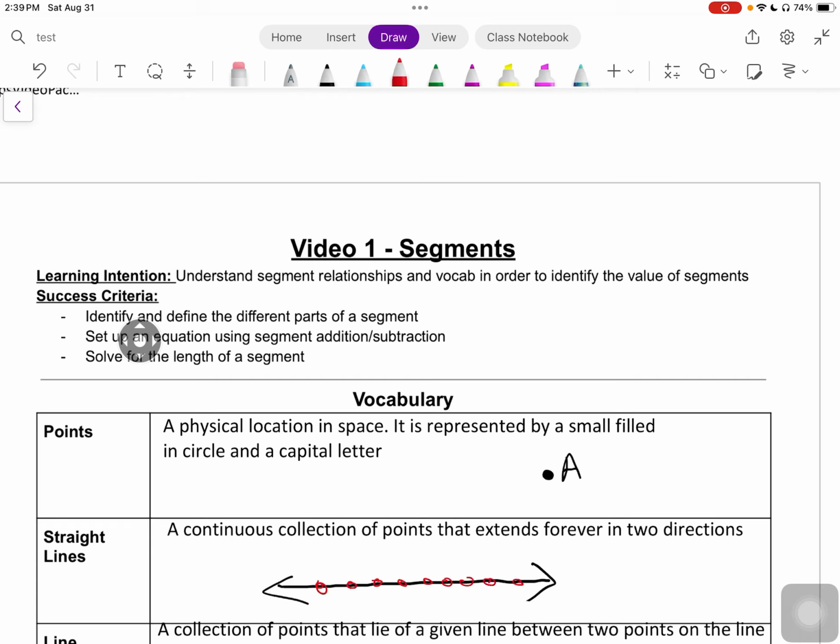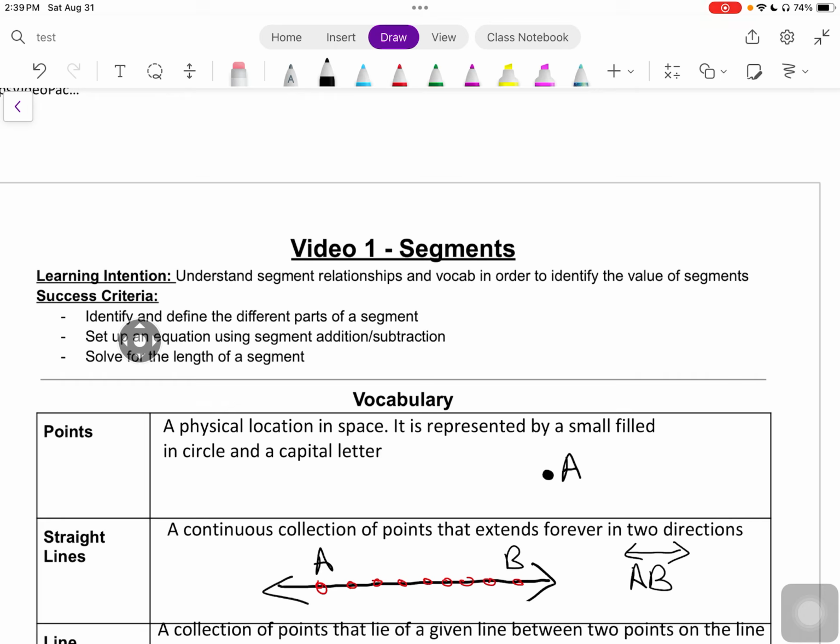Usually the way you'll see it labeled in a question is with two letters. So for example, this being line AB, we will label it as AB with an arrow on both ends. That's what you would see in the question or anywhere that you need to reference where this line is.